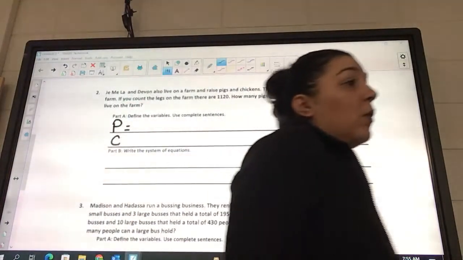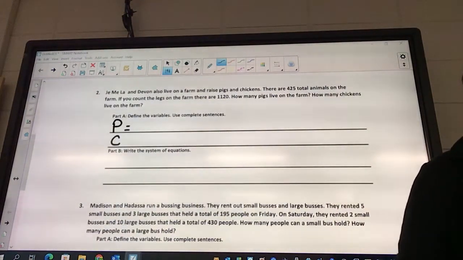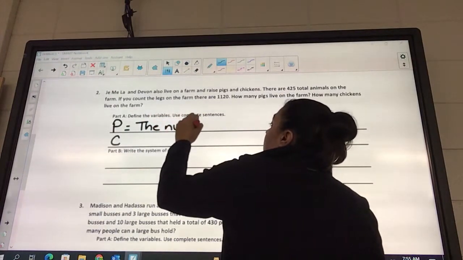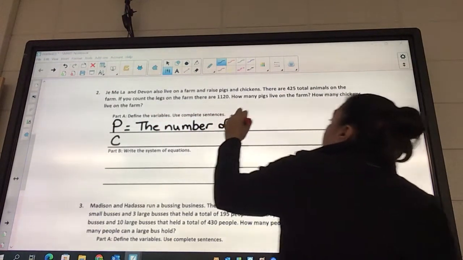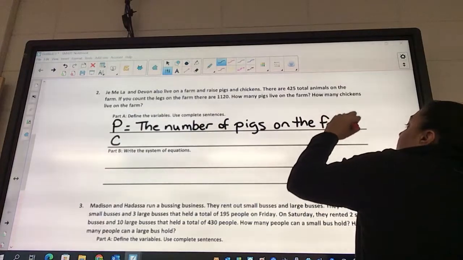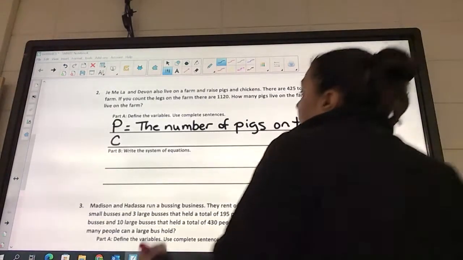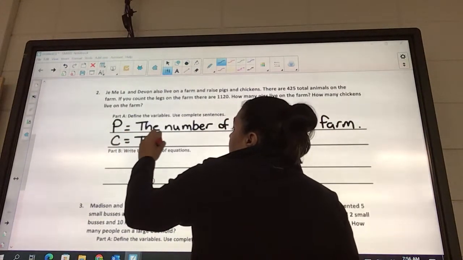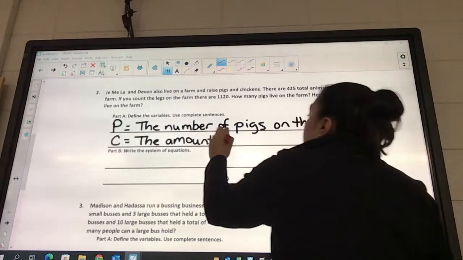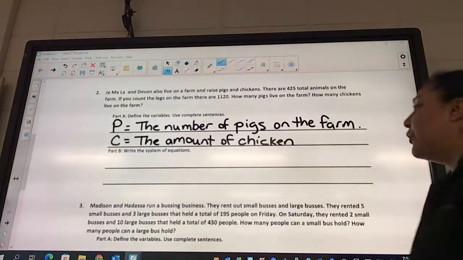P stands for, and look at the last sentence. What are they wanting you to figure out? Yeah, so P stands for the number of pigs on the farm. C is equivalent. You could say the amount instead of number, or you could say number also. I'm just trying to give you some different words to use, but the amount of chickens, you could say on the farm, that live on the farm.